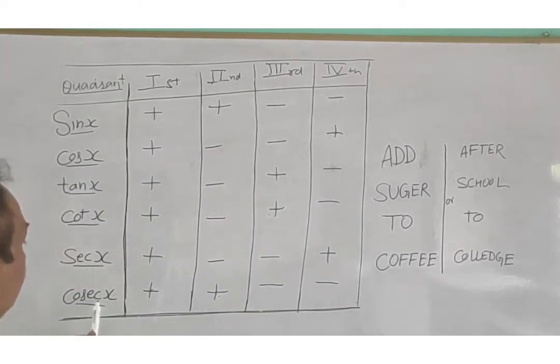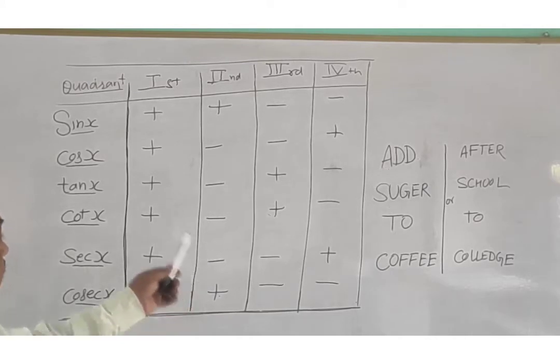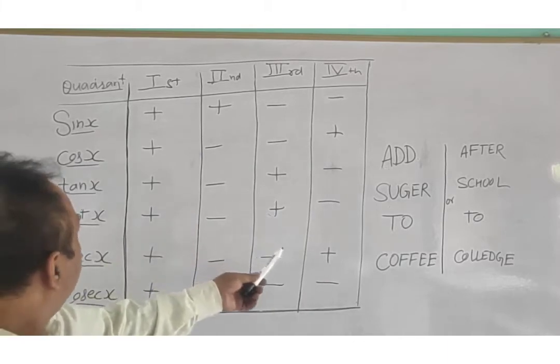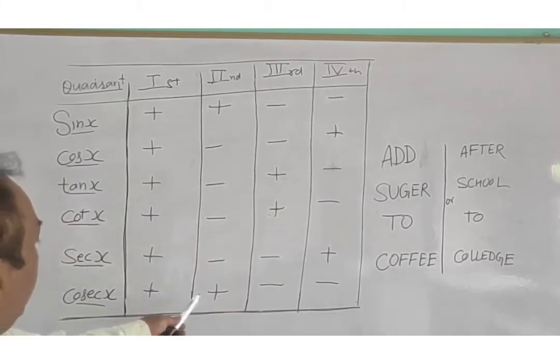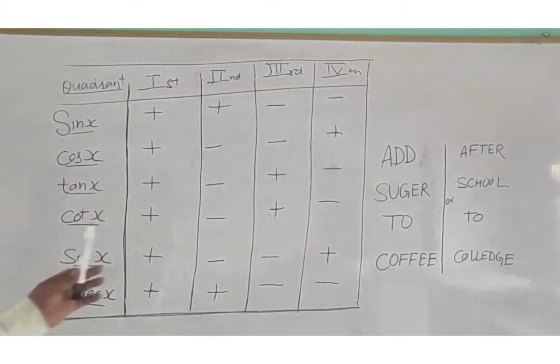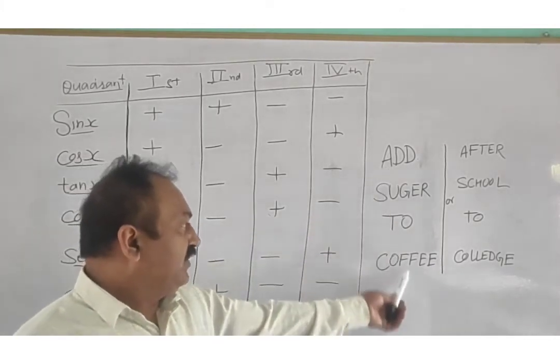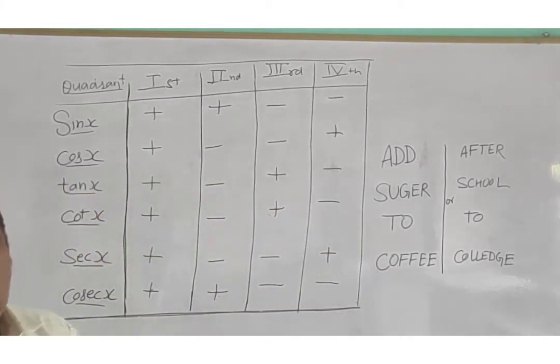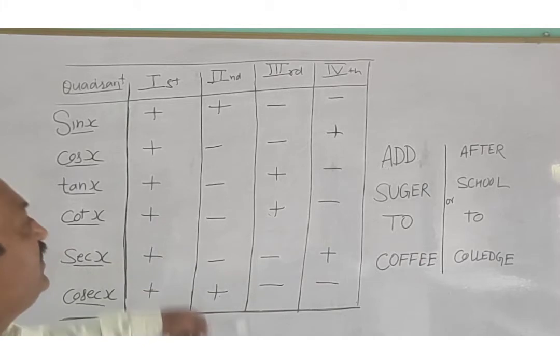And at last, cos x is also positive in the fourth and first quadrant, and in the second and third it is negative. So by virtue of this abbreviation, you can remember the signs of the trigonometrical functions in various quadrants.